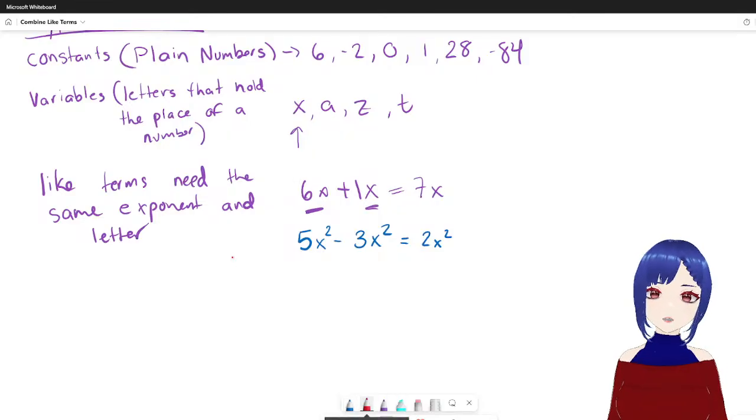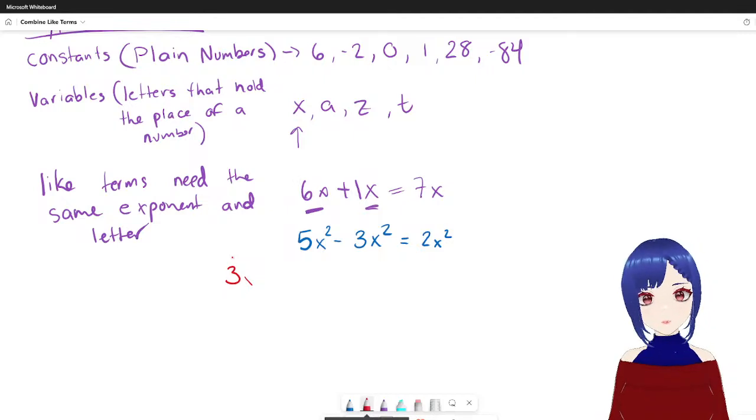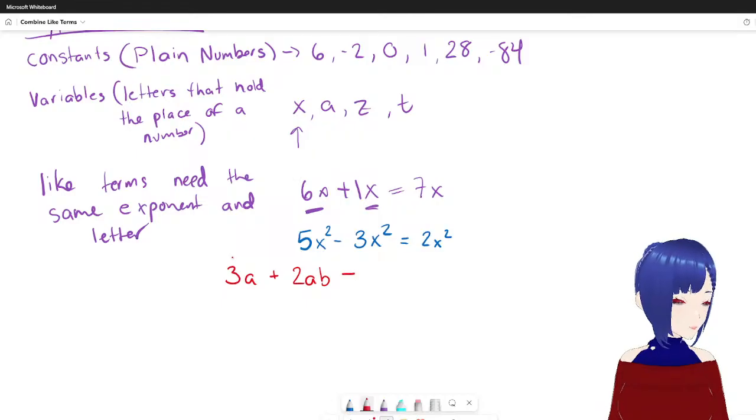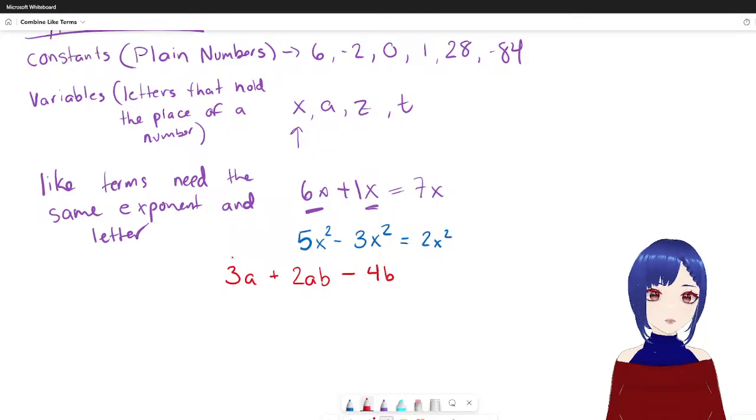Next one. And this is another thing that messes people up. I'm gonna be writing three terms in here. So if I had, and we'll switch from using x, 3A plus 2AB minus 4B. So here, once again, we need to have the same letters and the same exponents.